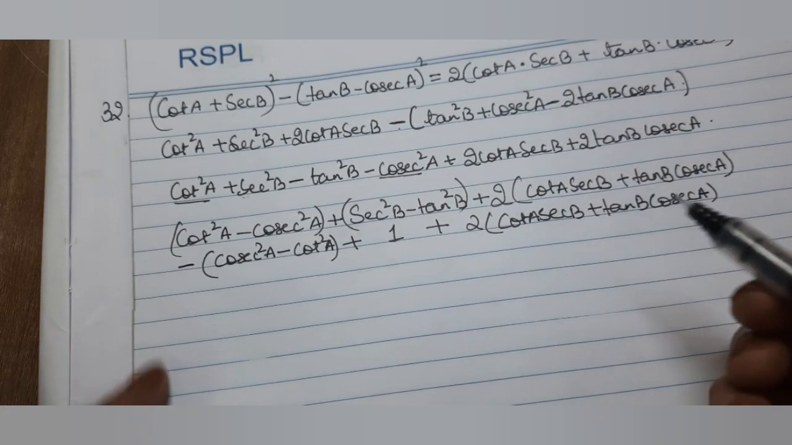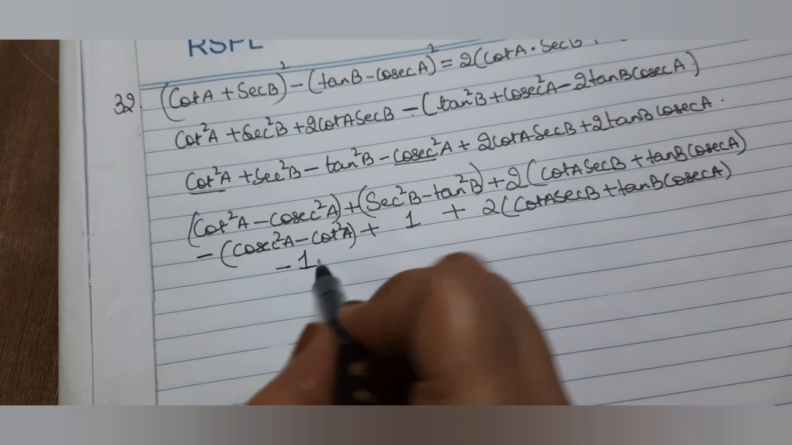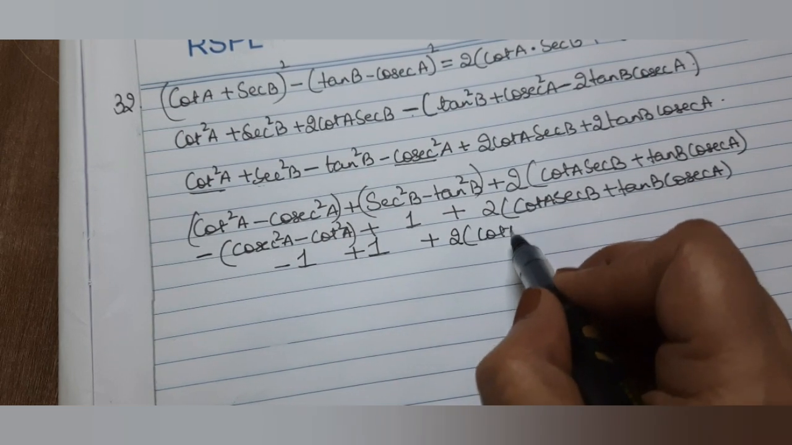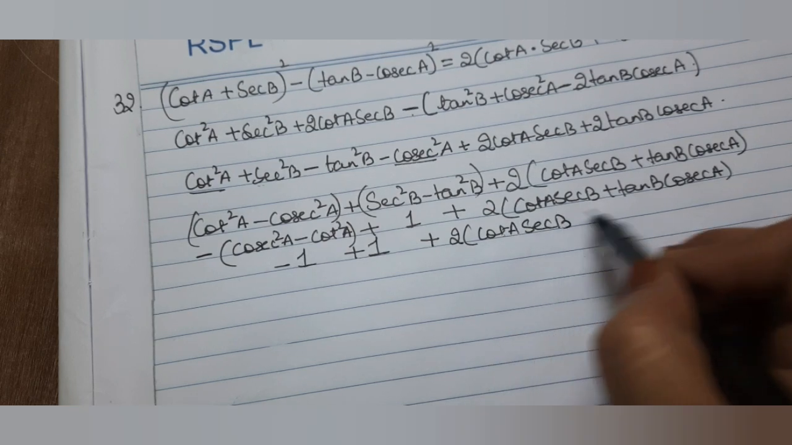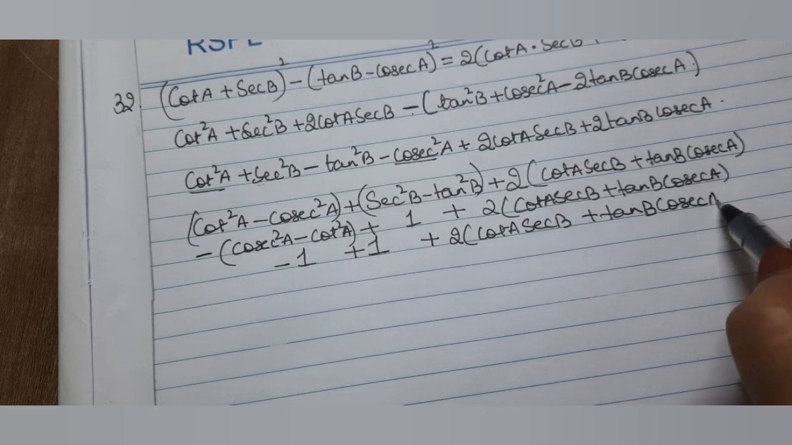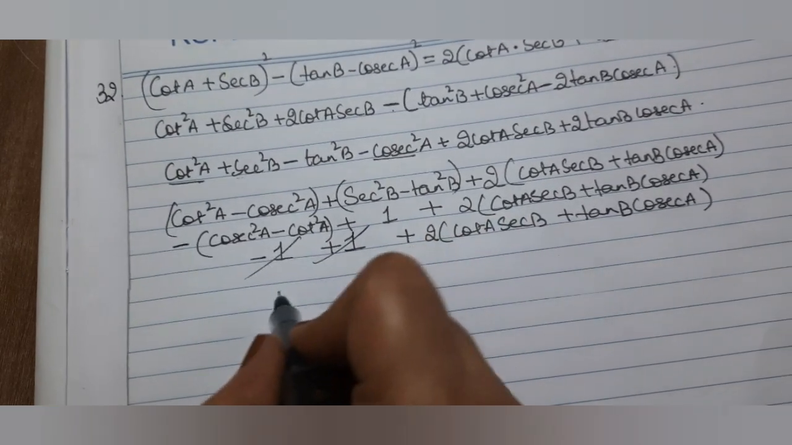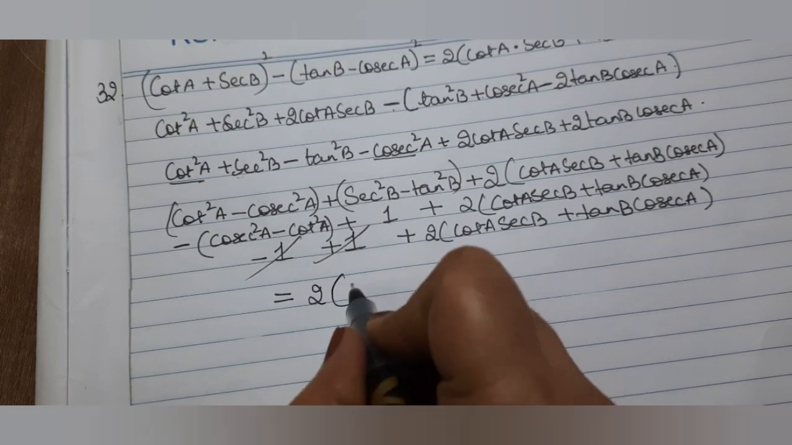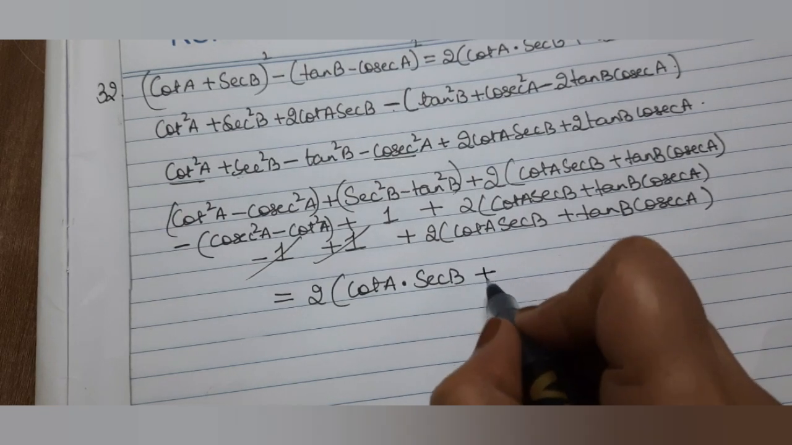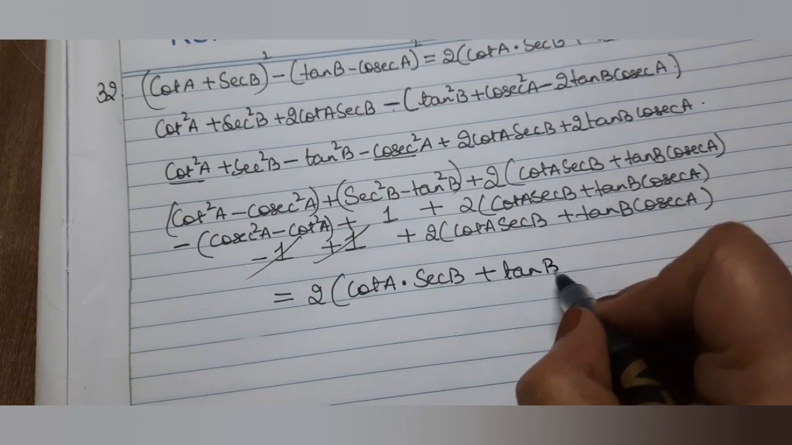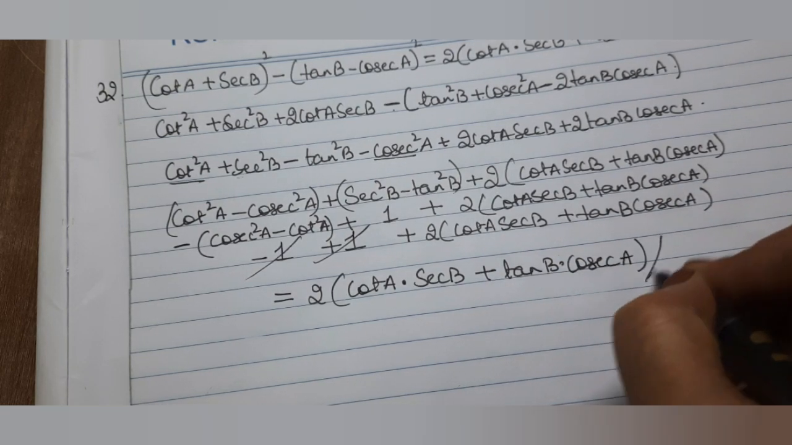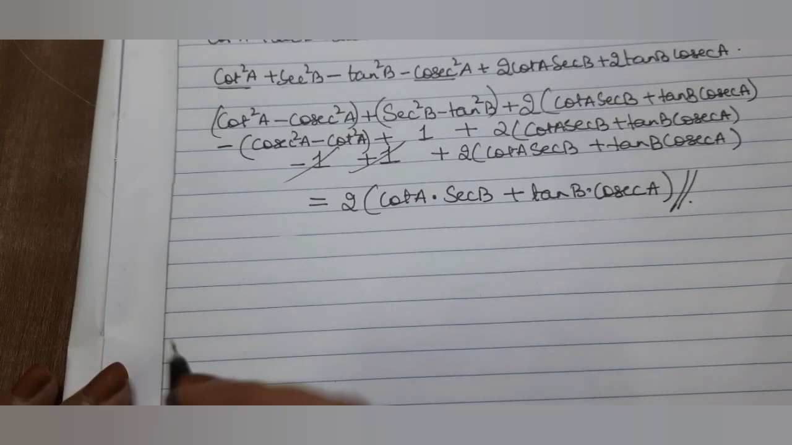We have to retain this. This is our final. So here we get minus 1 plus 1 plus 2 cot A secant B plus tan B cosec A. So those get cancelled. Finally we get 2 cot A into secant B plus tan B. This dot I have not put, it's understood. So hence proved. We will do the OR question also.